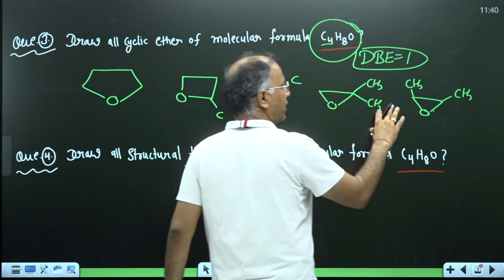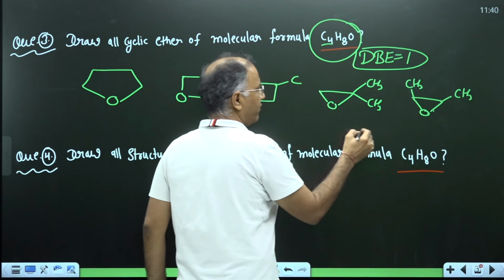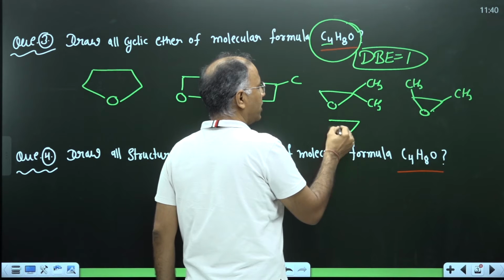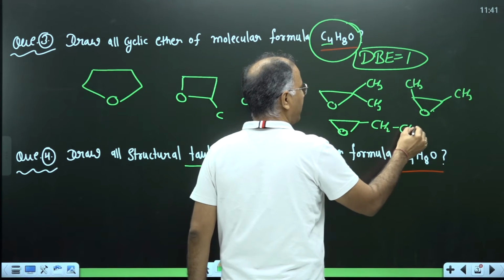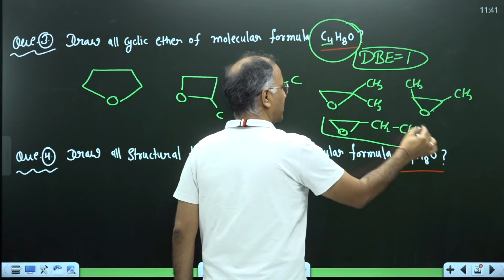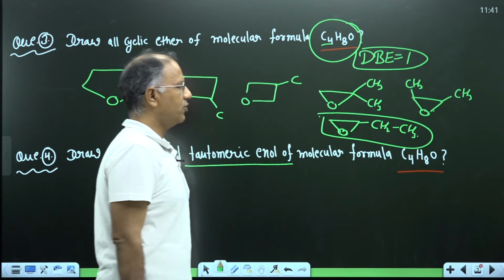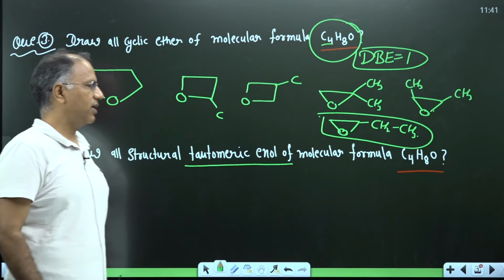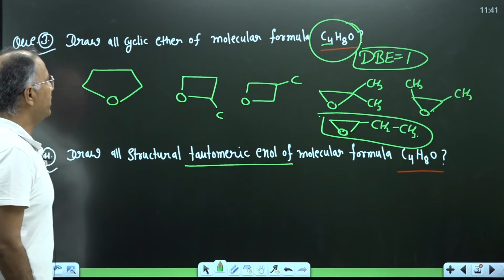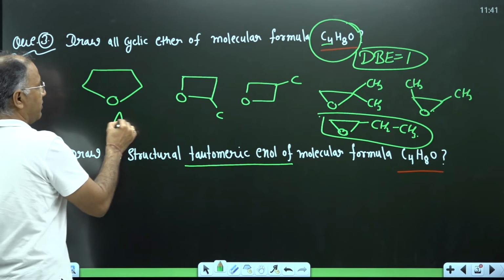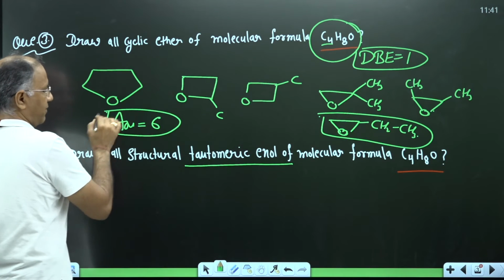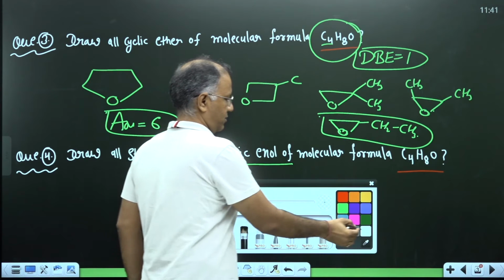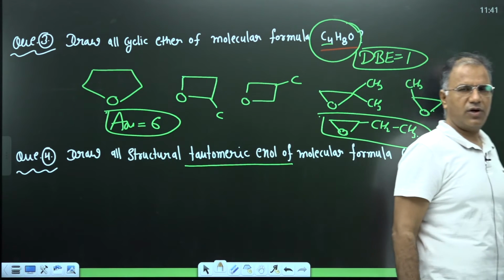And one more important point is that we can convert these 2 carbons into an ethyl group. This is the structural isomer generally missed by students. So how many cyclic structural isomers are possible? The answer is 6. Got it?